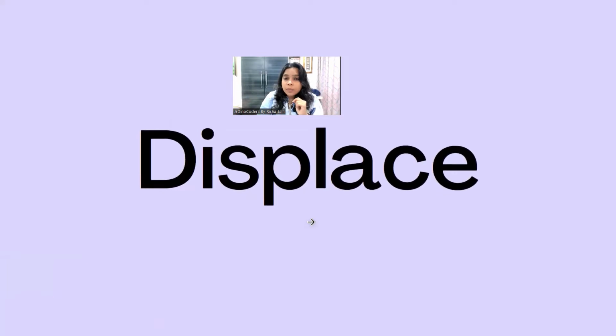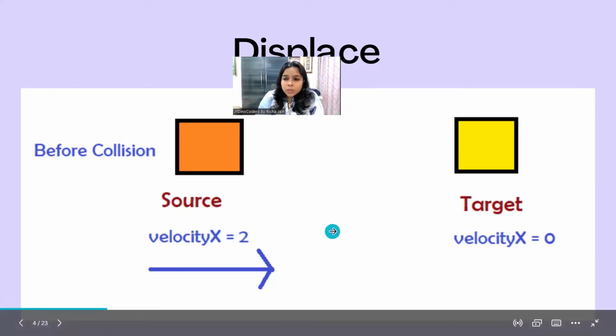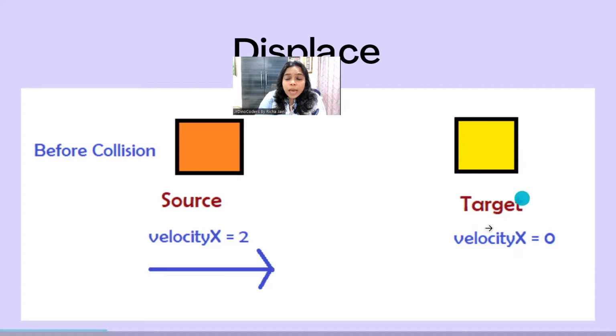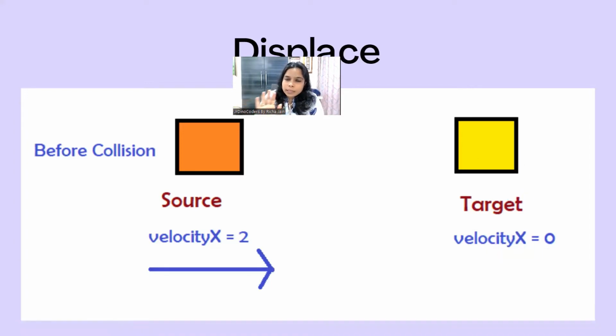Let's talk about displace first. In displace, assume you have 2 sprites, the source and the target sprite. Whenever we talk about collision, of course, there have to be 2 objects. One is the source and another one is the target object or sprite. You can say sprite or object. Before collision, let's assume there is a target which has velocity x 0, velocity y also 0. So basically it stands still. It is not moving in any direction.